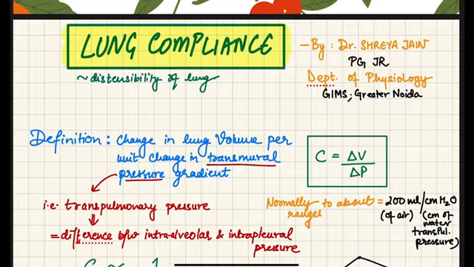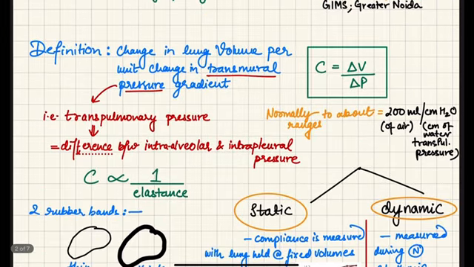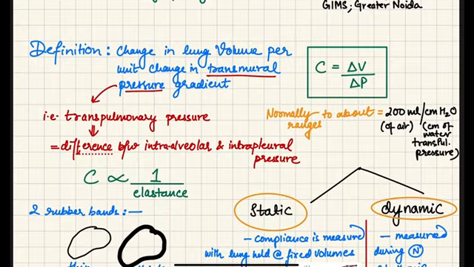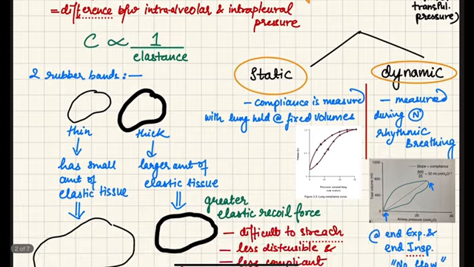I will be presenting on the topic lung compliance, which is synonymous with distensibility of the lung. It is defined as the change in lung volume per unit change in transmural pressure gradient, which is the transpulmonary pressure. It is represented as delta V upon delta P. Normally it ranges to about 200 ml of air per centimeter of water transpulmonary pressure. It is inversely proportional to elastance.